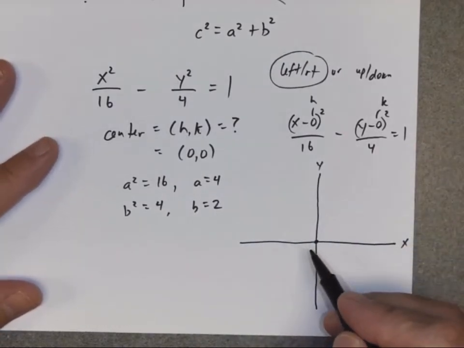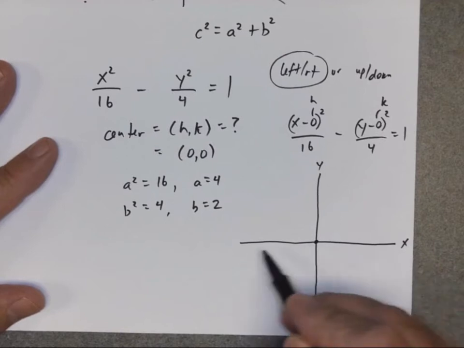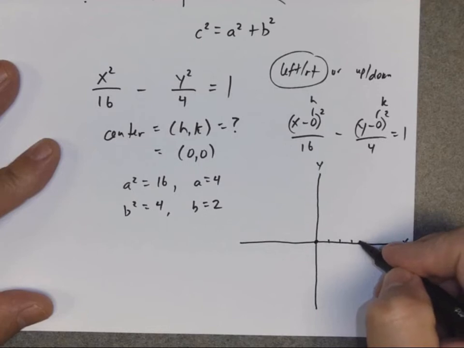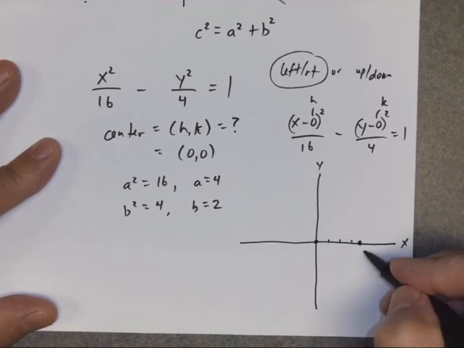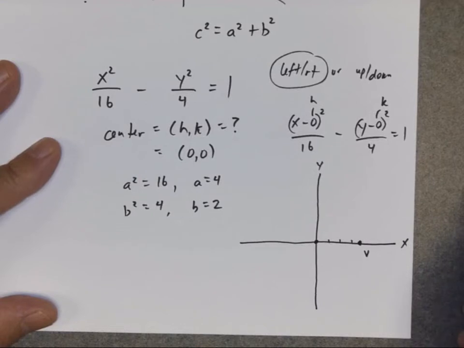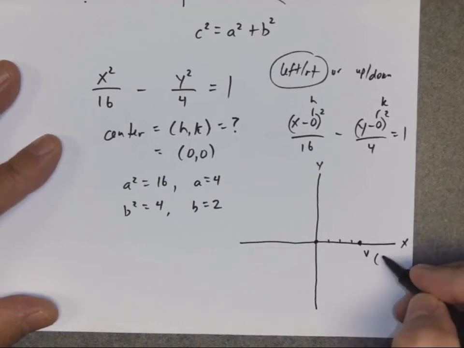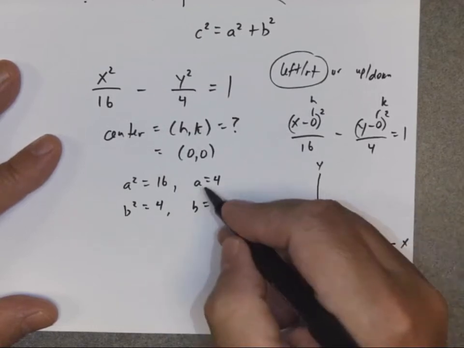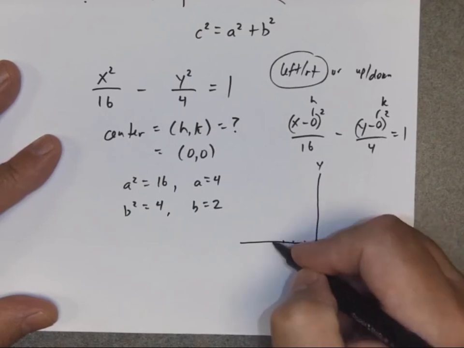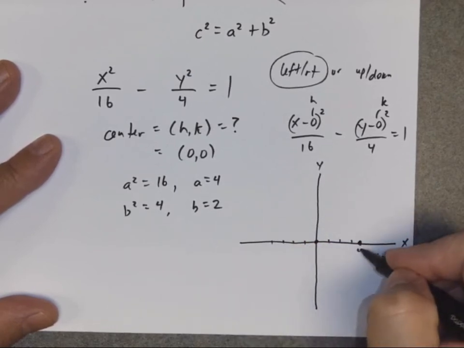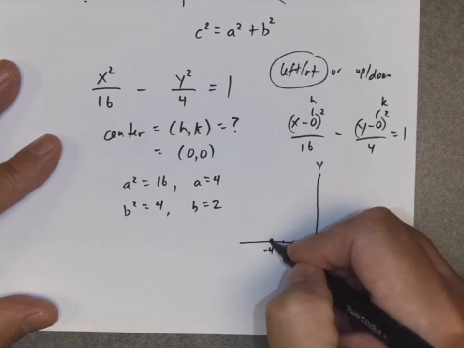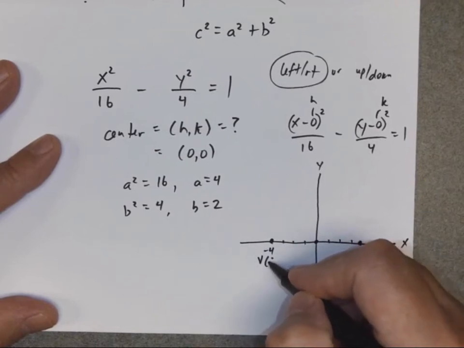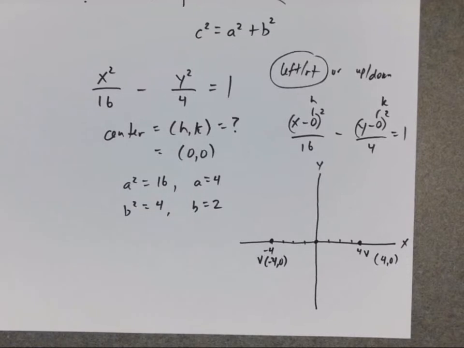Now since this is a left and right, A is in the horizontal distance. So here's one of my vertices. Ends up being 4, 0. So I go a distance of 4, which is A, and I also go a distance of 4 in the negative x direction. So that's another vertex.